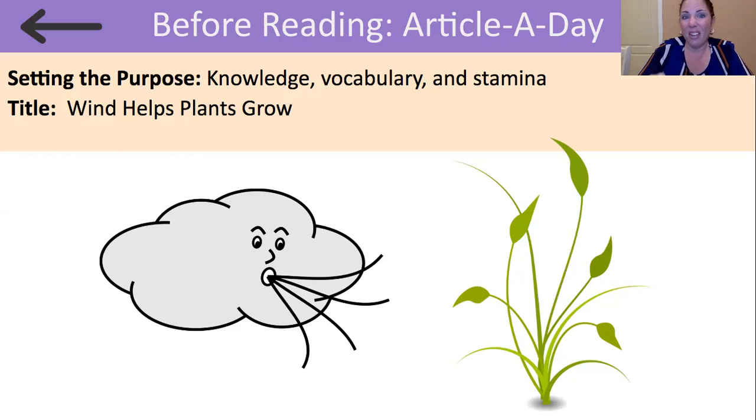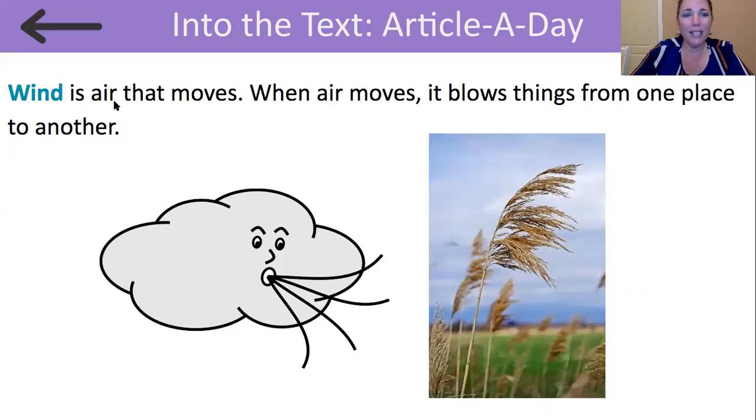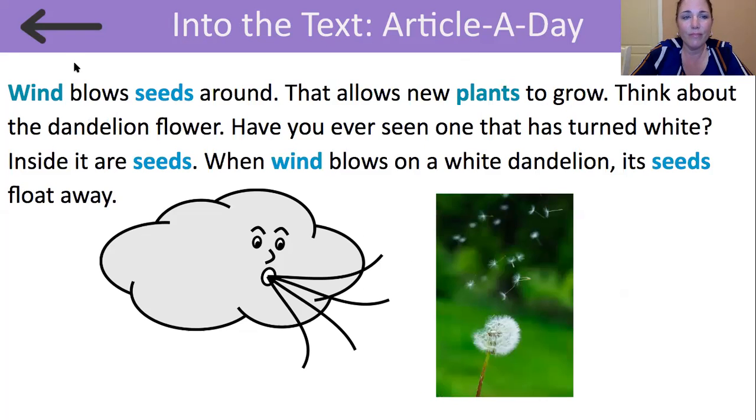Okay, let's see if they tell us anything about the wind blowing to help plants grow in this article a day. All right, readers, let's read together. Wind is air that moves. When air moves, it blows things from one place to another. We can see that word here, blows. Okay? The wind is blowing things from one place to another. Wind blows seeds around. That allows new plants to grow.